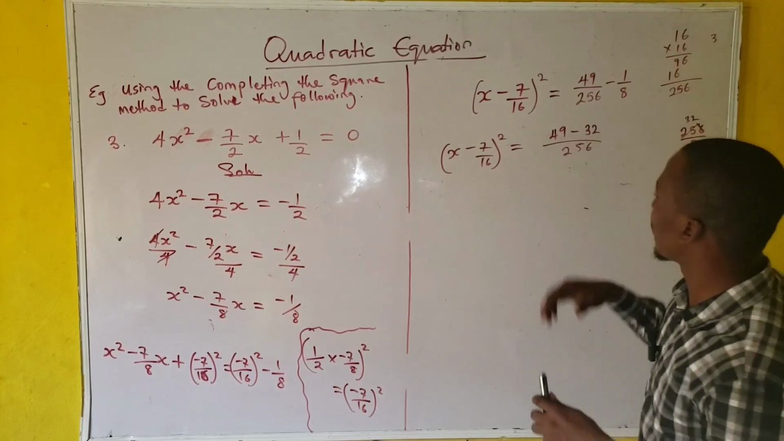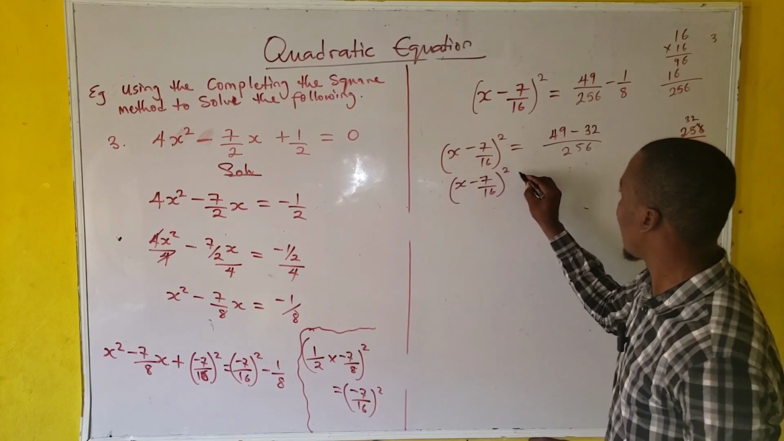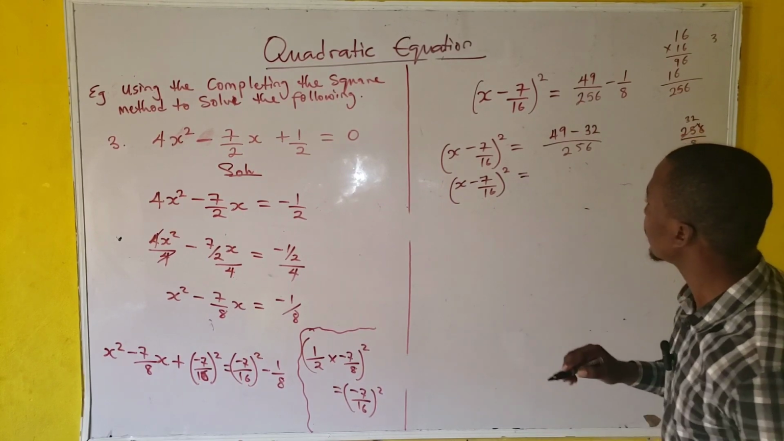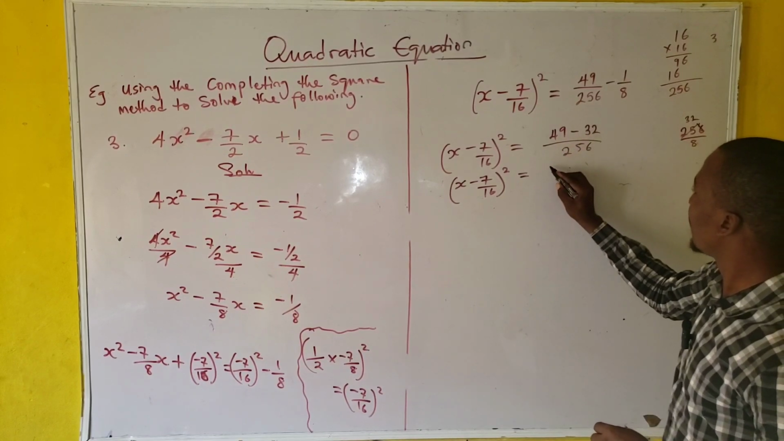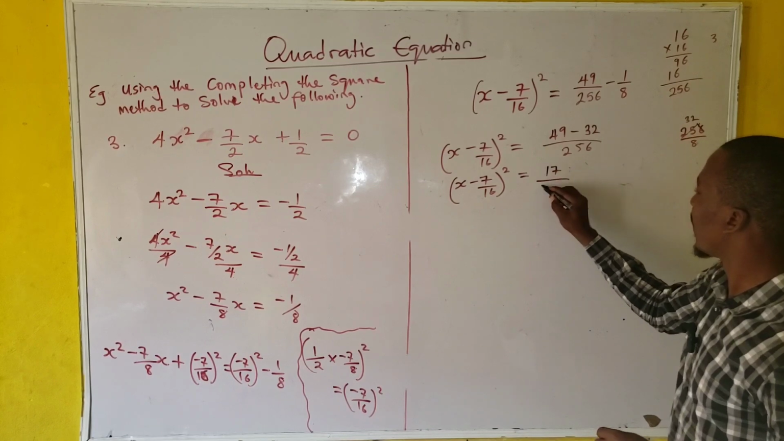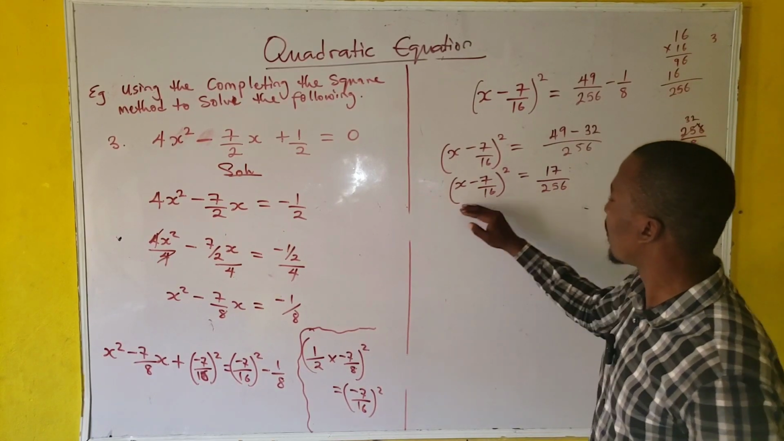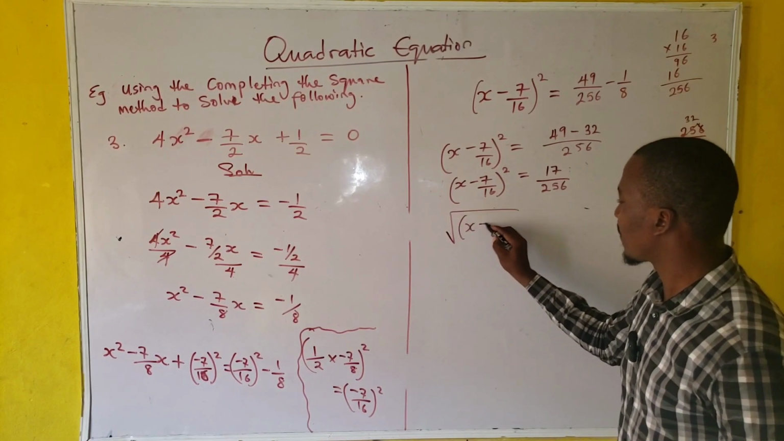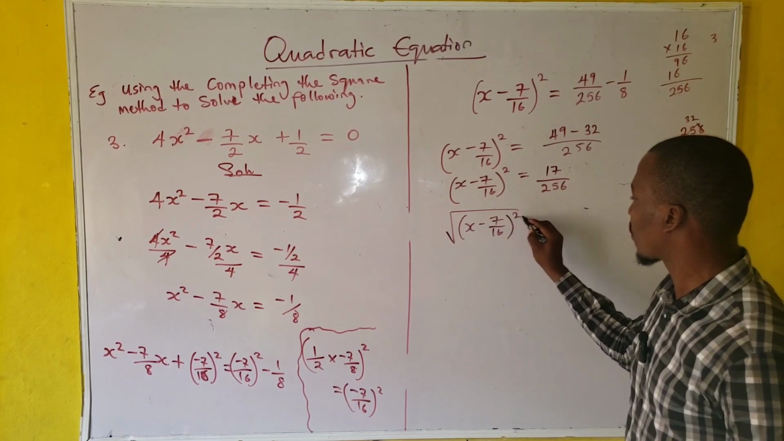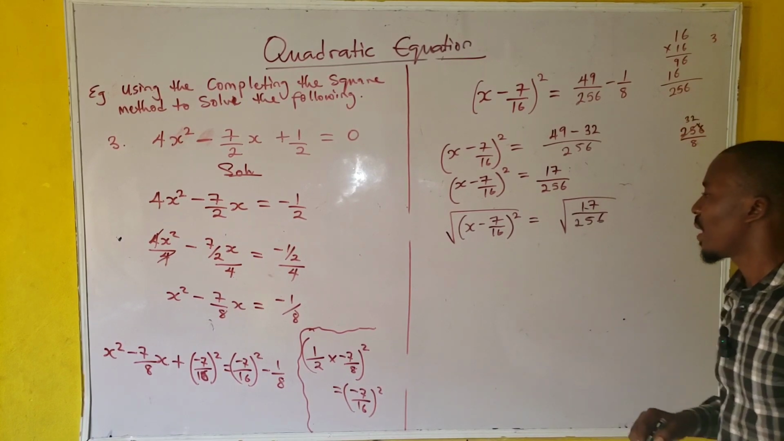I'm not done simplifying. So I have x minus 7 over 16 all squared equal to 49 minus 32, which will give me 17 over 256. So I'm done simplifying that. The next thing I need to do is to take the square root of both sides so that I can have my x. So when I take the square root of x minus 7 over 16 all squared, it equals the square root of 17 over 256.